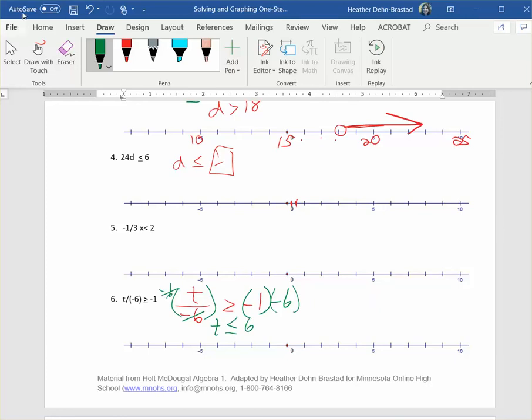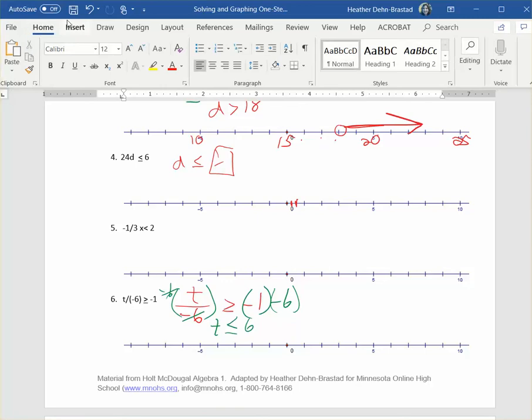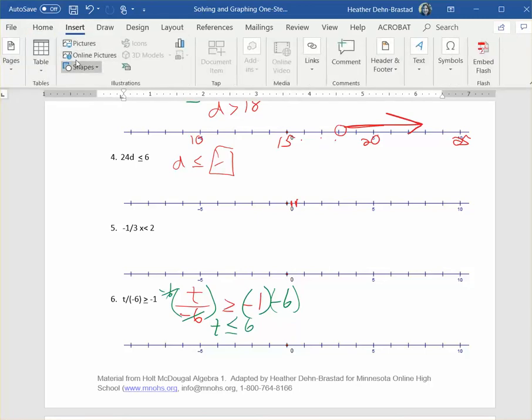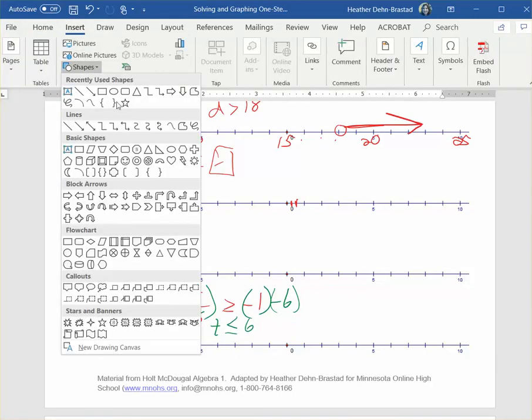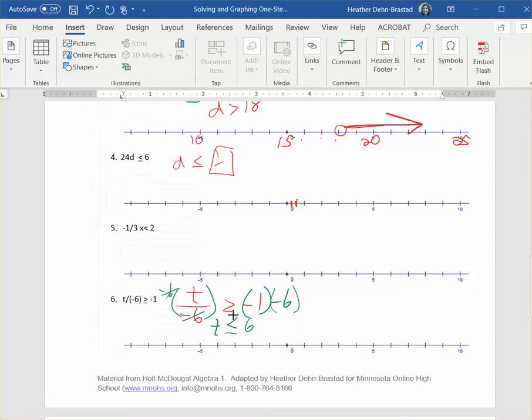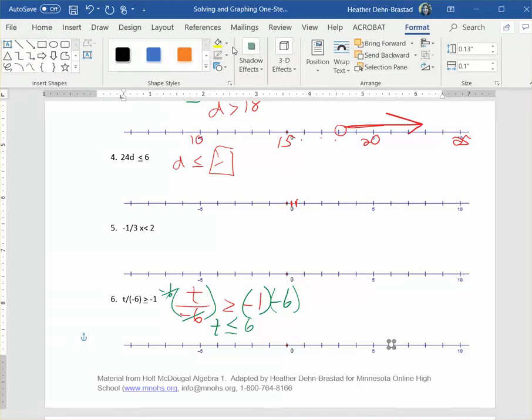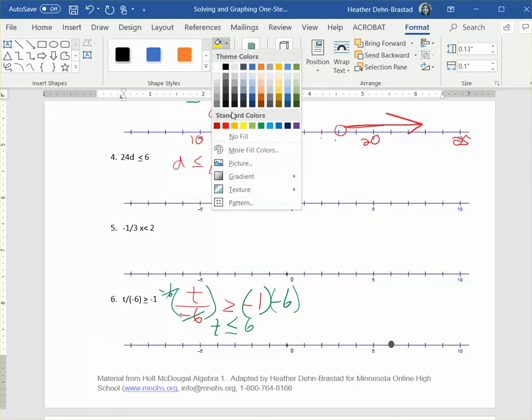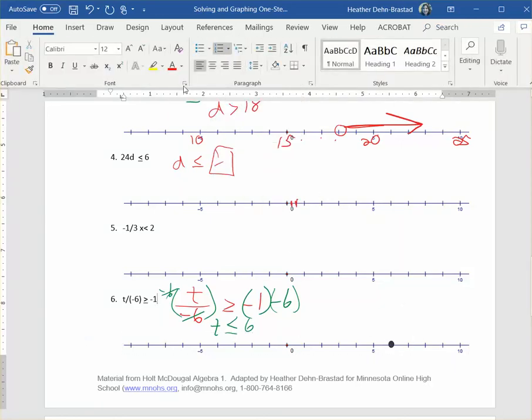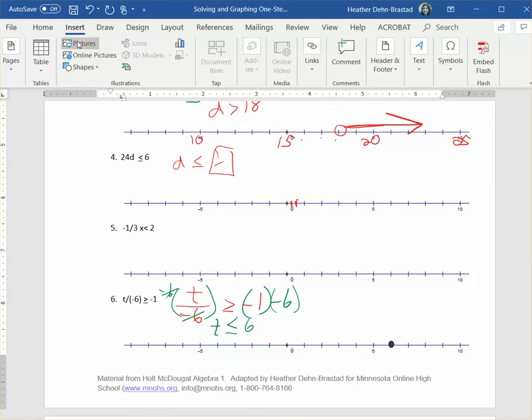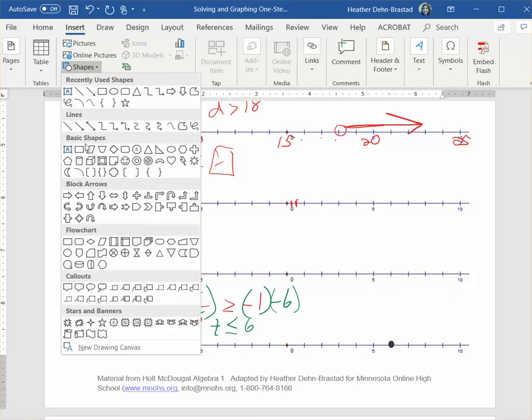Now, if you don't have a marker tool, if you're not doing these by hand, you can insert a shape in order to make your number lines. So I'll use the circle shape or the oval shape. At t is less than or equal to 6, I would need a point at 6. And I want to fill my shape in. So let's go here to fill it in with a dark color. There we go. And then I need an arrow, so I'll insert an arrow from the Shapes menu.